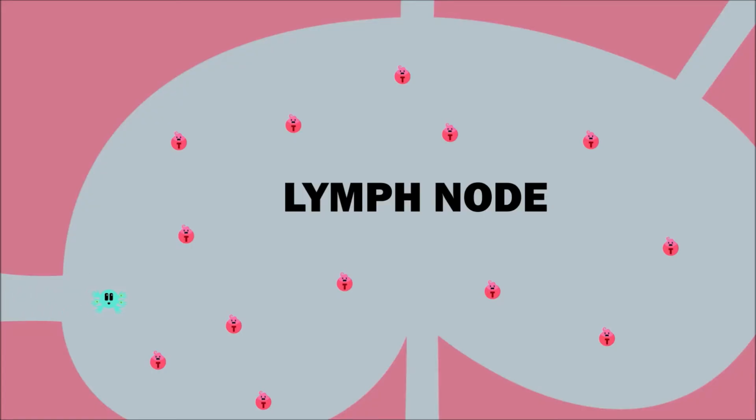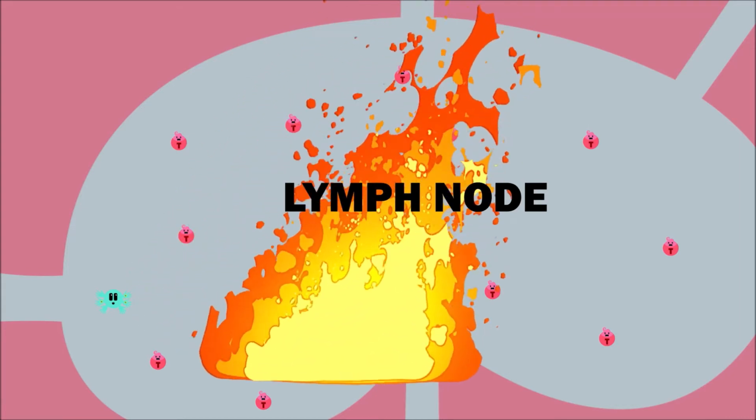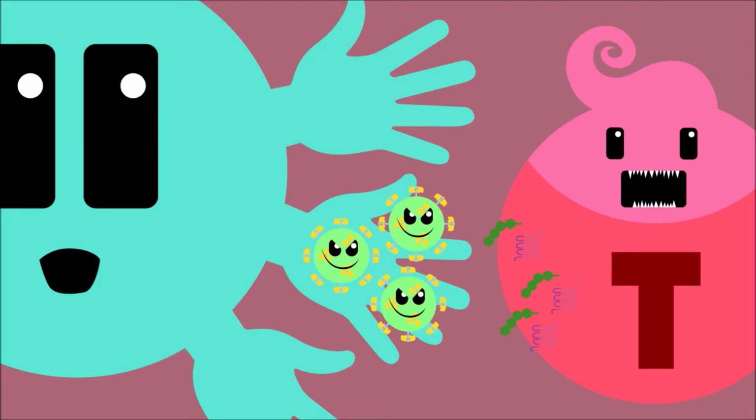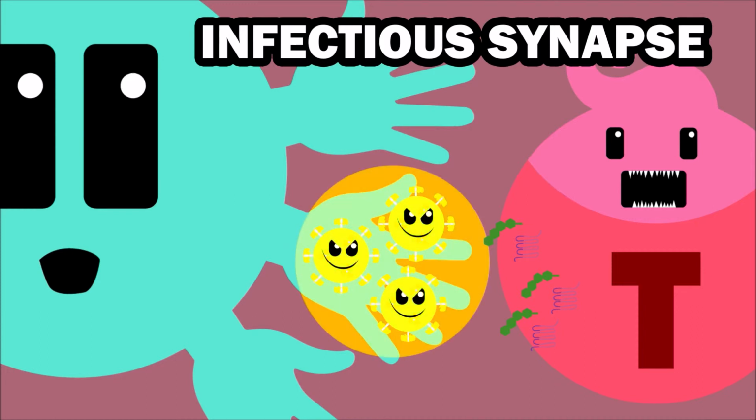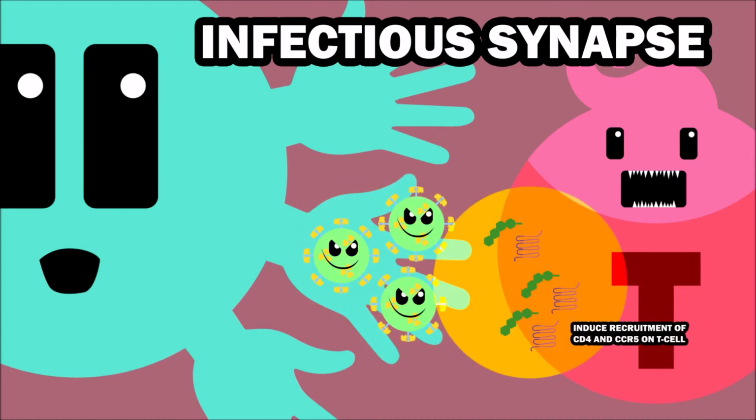Dendritic cells travel to the lymph nodes, where there are tons of T cells, HIV's ideal target, and the HIV begins to spread like wildfire. One way in which dendritic cells can transfer HIV to T cells is via an infectious synapse, in which the dendritic cells concentrate intact virions at the point of contact with a T cell, and induce recruitment of CD4 and CCR5 on the T cell.